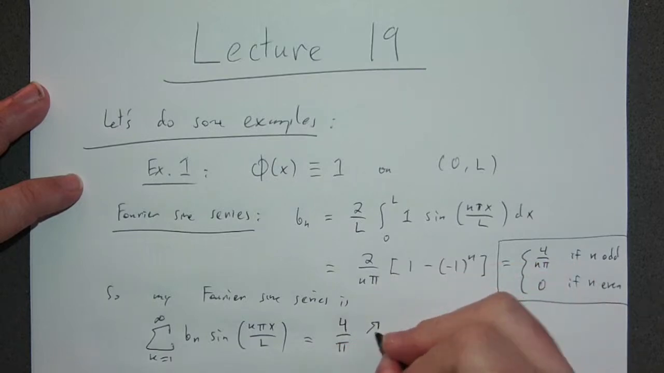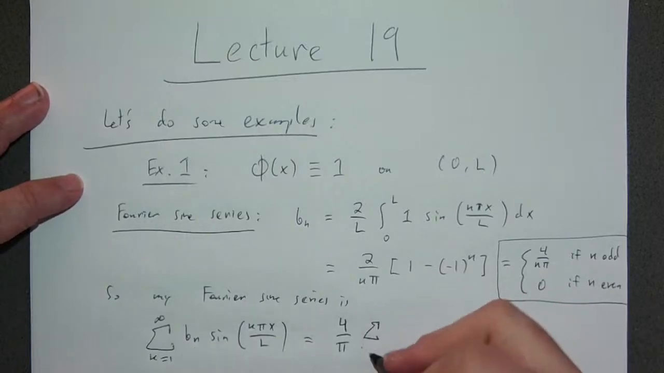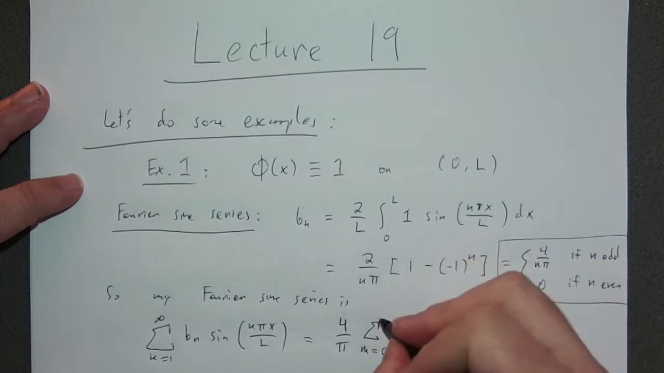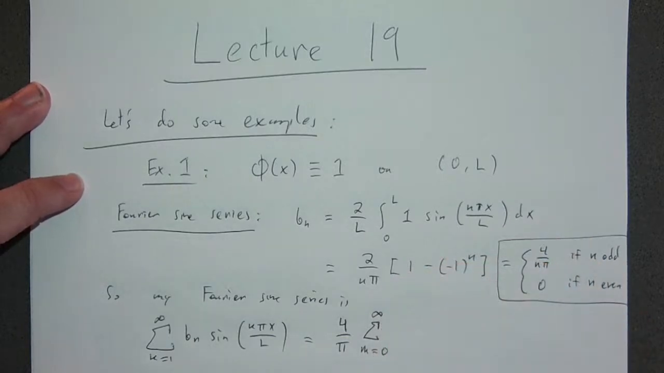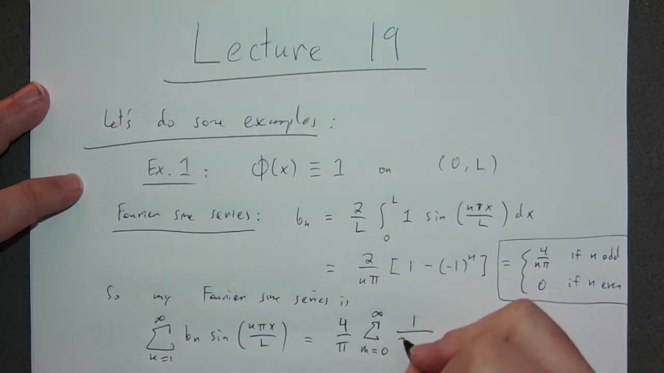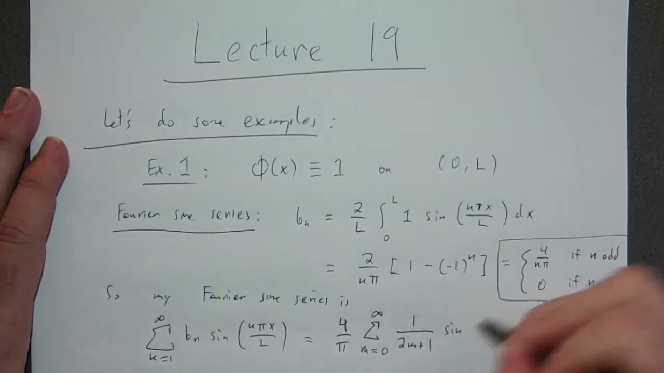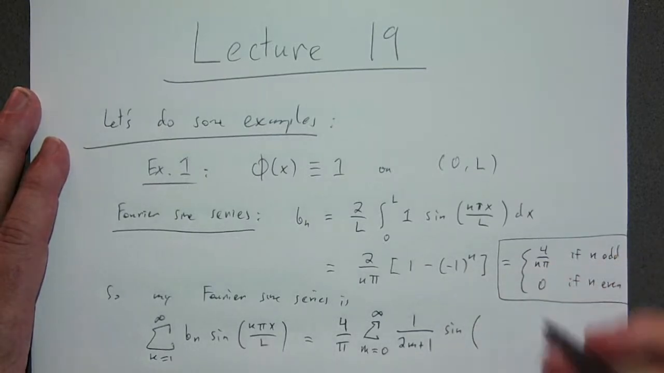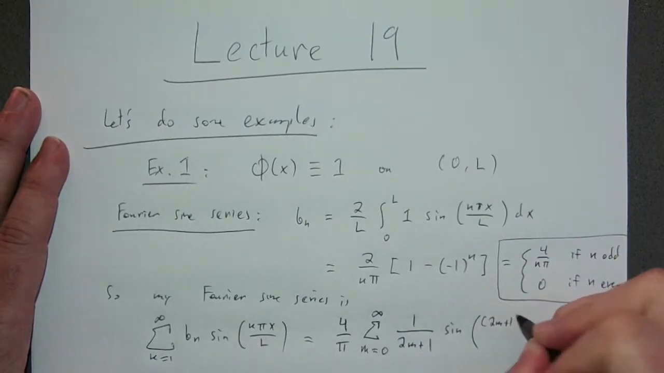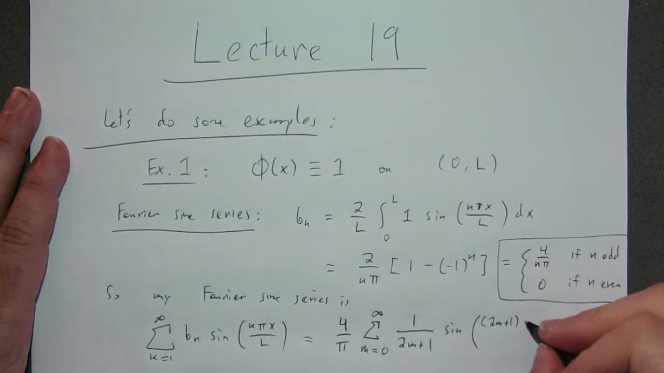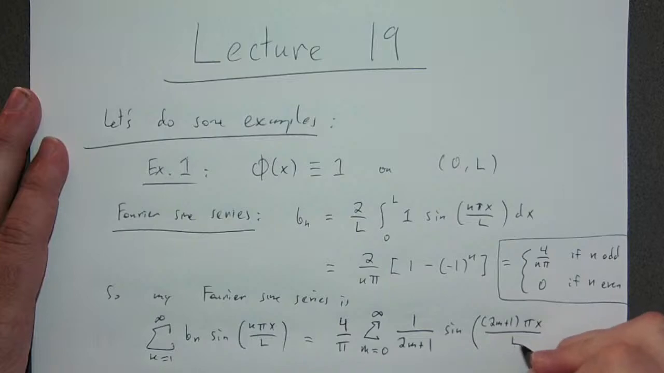And let's change indices just to make this easier. This is a sum where all of the odd terms show up. So let's let m start at 0 and go to infinity. And so 1 over n, let's write n as an odd number, so that's 2m plus 1. So this is 1 over 2m plus 1, that's the odd terms for 1 over n, times sine of 2m plus 1 times pi x over L.